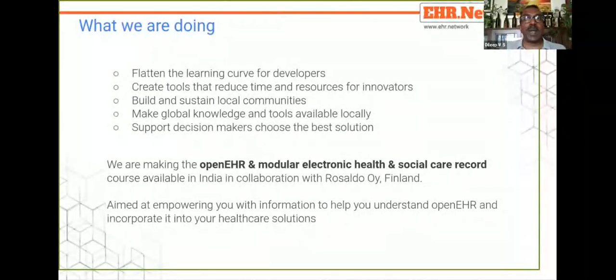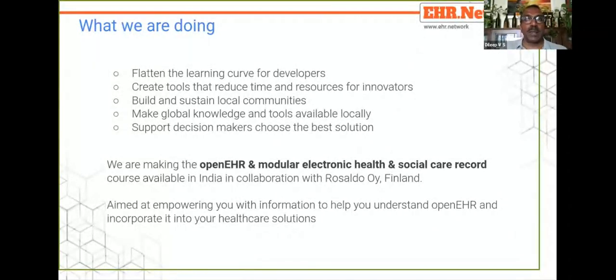So as a company, what are we doing? We're trying to do what we can to flatten the learning curve for developers. We create tools that can reduce time and resources for innovators to come out with solutions. The whole platform is about that. Everything is an API on the platform.